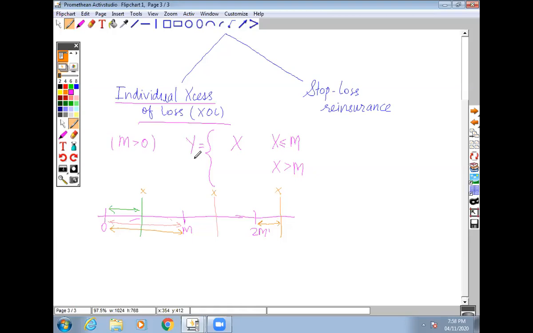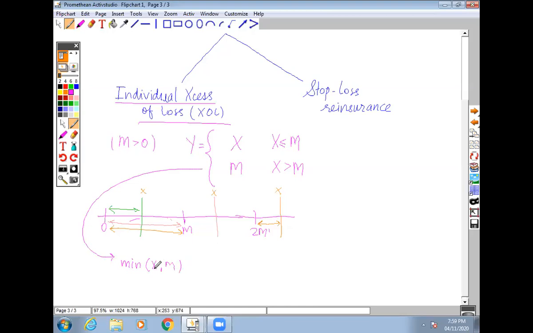Does everyone else agree with what Savri just said? Yes. What about others? Yes, ma'am. Do you see why it is the way it is? So it is either X or M, depending on whether my X value is less than or equal to M or greater than. So instead of writing this whole big distribution, I can also summarize this as just the minimum of X and M.